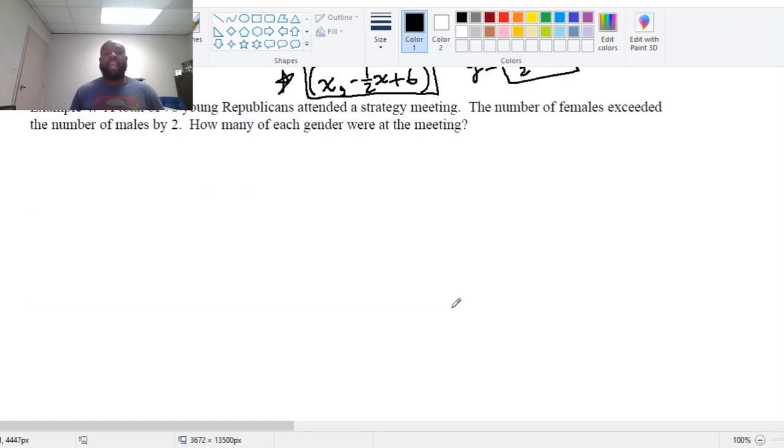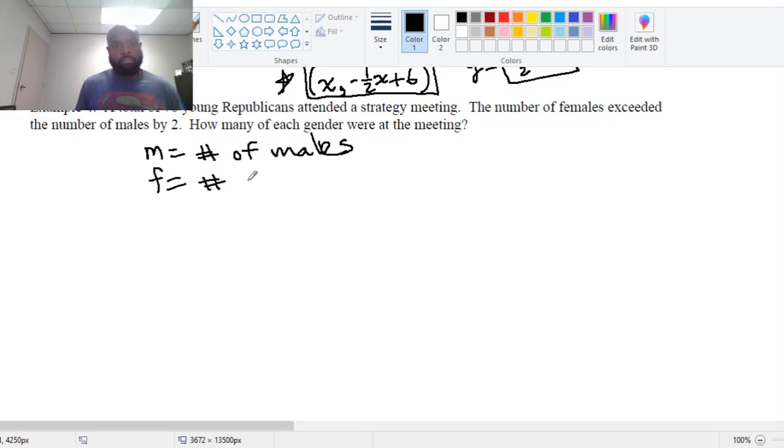Last but not least, we're going to look at an application problem. And this application problem is the prime example of why we want to use systems of equations, right? It says a total of 76 young Republicans attended a strategy meeting. The number of females exceeded the number of males by 2. How many of each gender were at the meeting? And so what we would normally have to do is write an equation, right? So I'm going to let M equal the number of males and F equal the number of females.